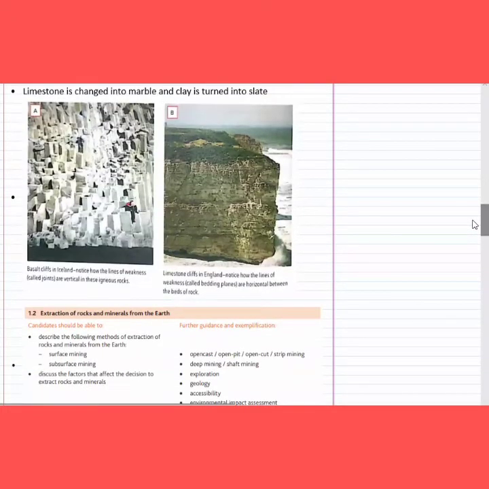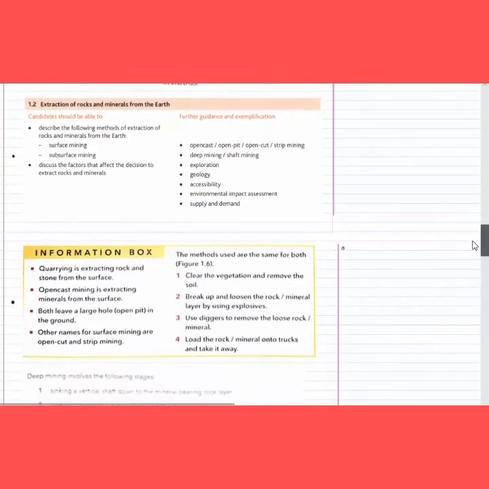Now we have two different types of rocks being shown here as well. You can see that these are basalt cliffs in Iceland and these are limestone cliffs. If we talk about the accumulation of masses of dead sea creatures, they're going to accumulate horizontally, right? So the lines of weakness here are horizontal, and because lava is going to flow out in a vertical way, the lines of weakness are vertical. So just a simple picture to enhance your knowledge, not really important for your syllabus.